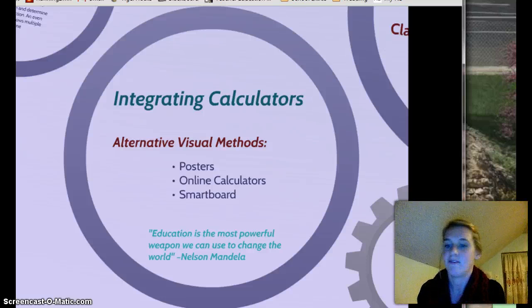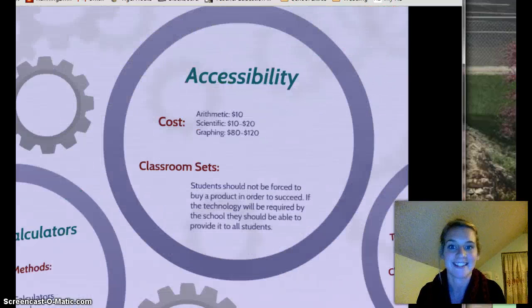And I love the Nelson Mandela quote, "Education is the most powerful weapon we can use to change the world." That's darn right.